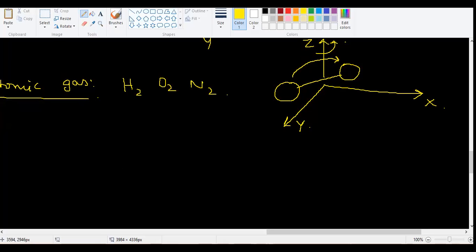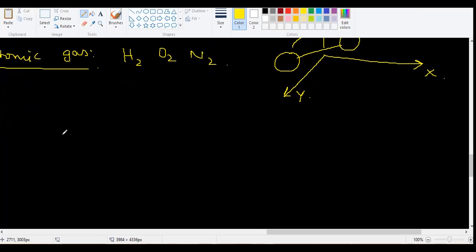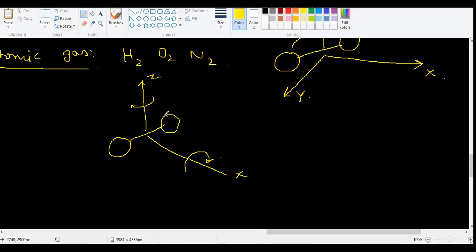So take it down properly. When you have the dumbbell like this, when you are seeing it from the x-axis, this is significant rotation. When you are seeing it from the z-axis, this is also significant because this radius is bigger. Okay, which means I is equal to mr squared. So if the radius is bigger, moment of inertia will be bigger.